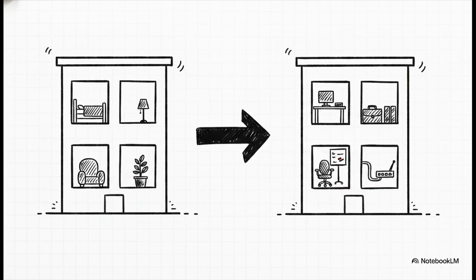Next is adaptation. This happens when you convert a property to a new or different use that is completely inconsistent with its original intended purpose. So, for example, if you take a standard residential apartment building and you pour money into converting those units into commercial office spaces, you are adapting the property. Every single dollar spent on that conversion has to be capitalized.